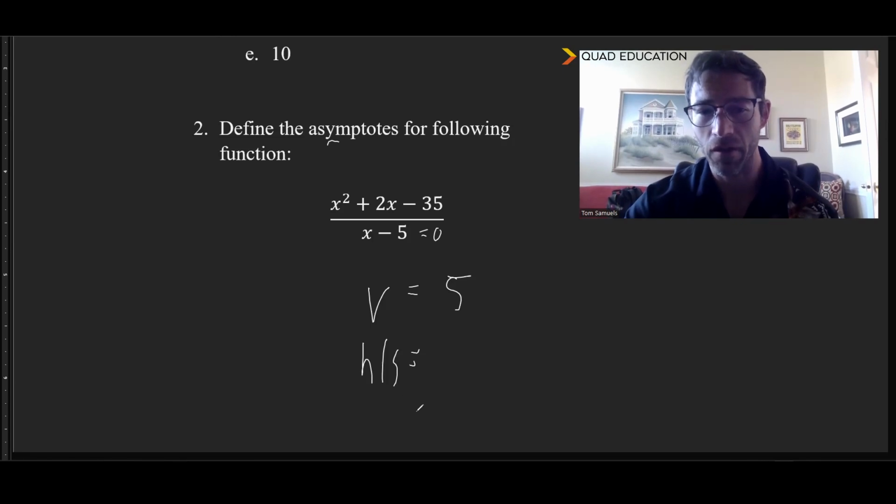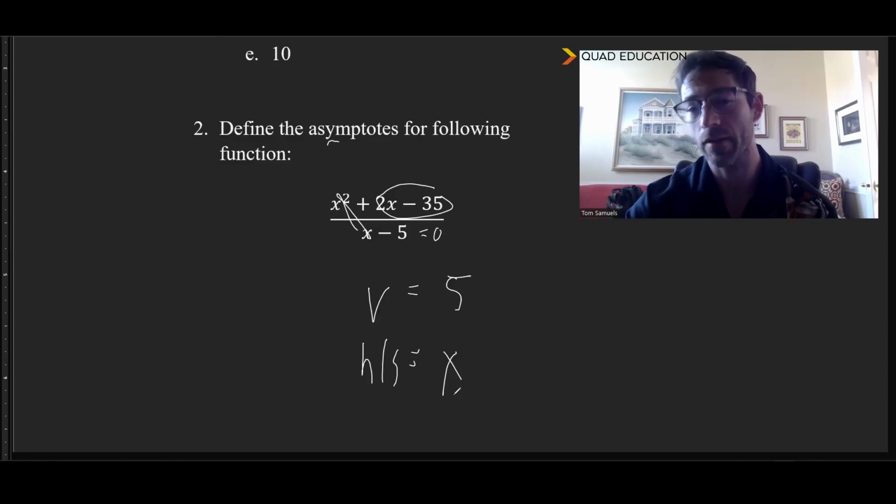And then for our horizontal or slant asymptote, we're going to have basically x squared divided by x, and that's actually going to have our x cancel out one of those x's there. So our slant asymptote is just going to be along x. So important to note that it's not going to affect the intercept. These aren't going to affect the intercept. It's just going to be along the line of x.